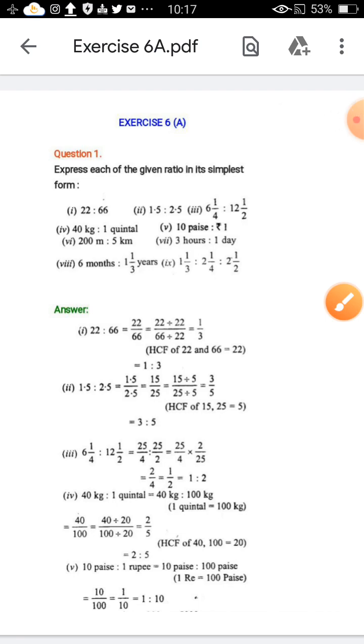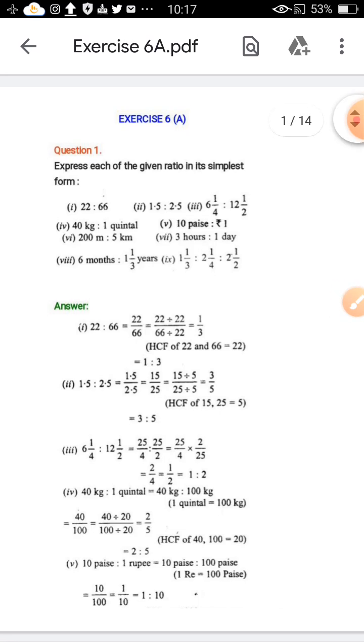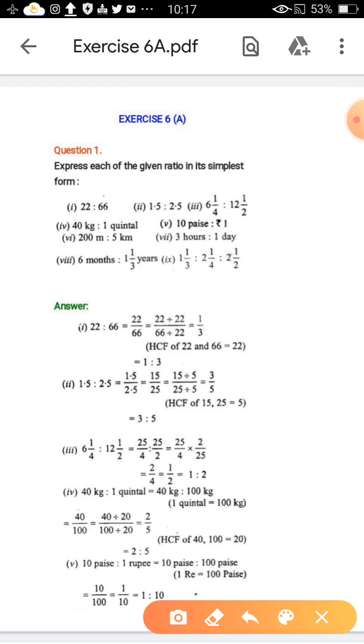So the first question is given: 22 as to 66. 22 as to 66 means 22 upon 66. So find the number by which both numbers, 22 and 66, can be divided. Both numbers are divided by 22. So 22 ones are 22 and 22 threes are 66. So our final answer will be 1 upon 3, that means 1 as to 3. This is our ratio.